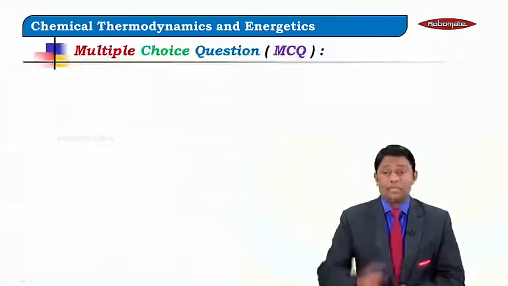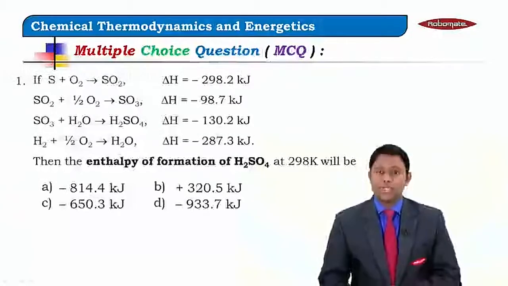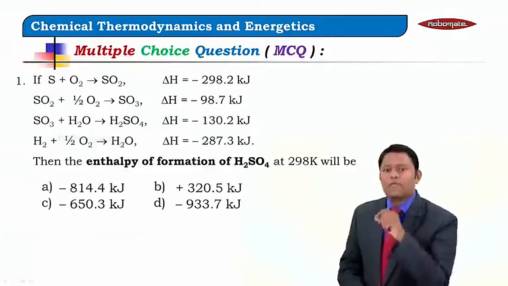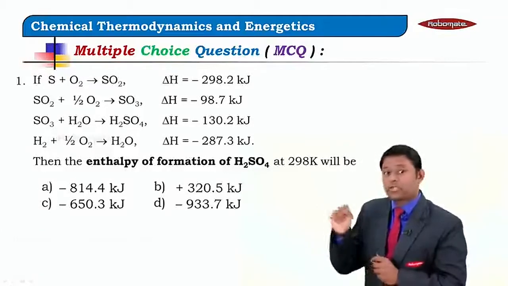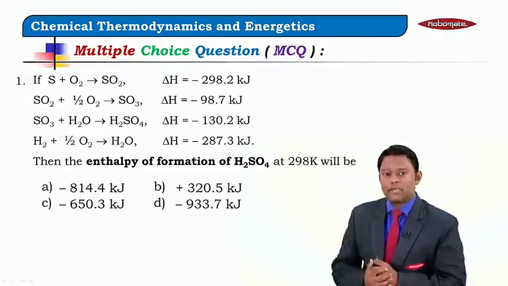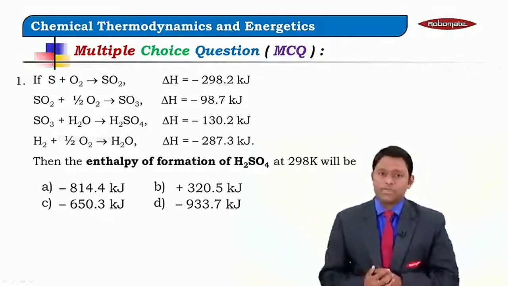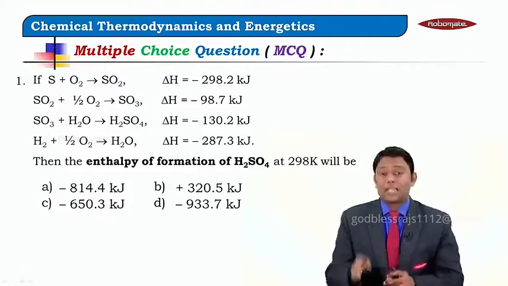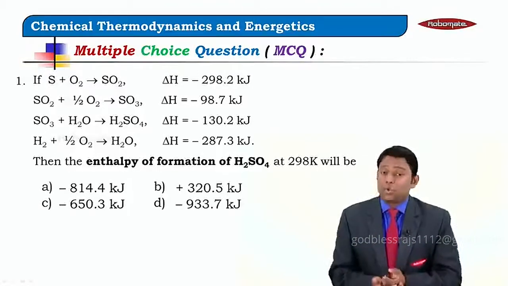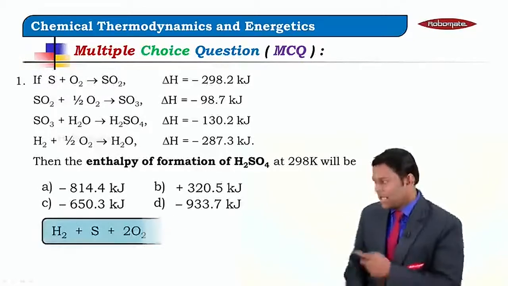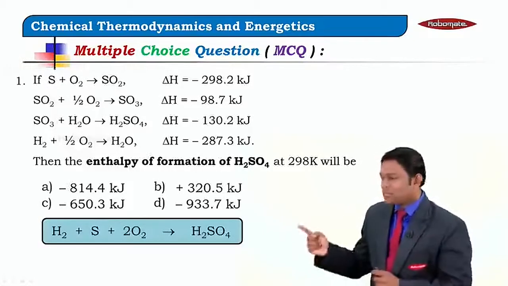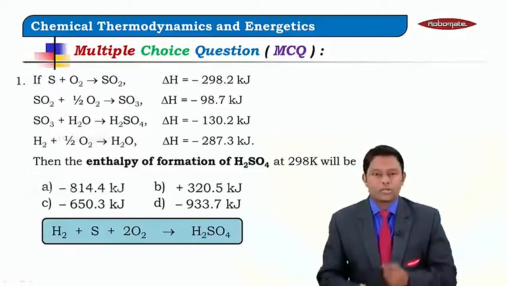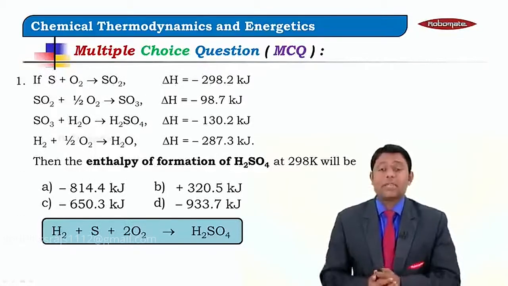Let's quickly take one MCQ based on that particular question. The question says, you have been provided with 4 equations, and we have to find the enthalpy of formation of H2SO4 at 298 Kelvin, with 4 options given. Since it is formation of H2SO4, we cannot change the balancing of H2SO4, and H2SO4 will be formed from its elements in their standard state: hydrogen plus sulfur plus 2 times oxygen giving you H2SO4. Let's quickly check where these ingredients are present.